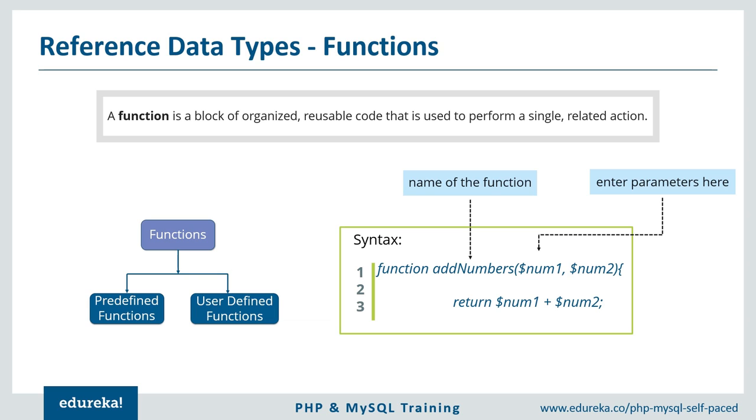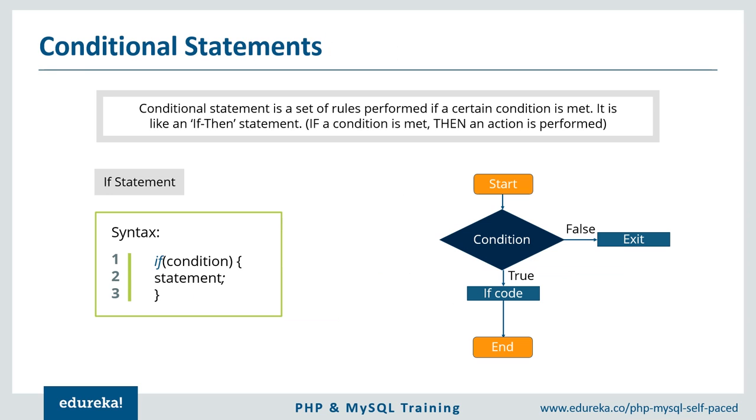Next we also have conditional statements in PHP. Now there are three types of conditional statements. First is the if statement, then is the if else statement, and then is the switch statement. We'll go through all of them when we are actually coding. Now this is just for the theoretical part.